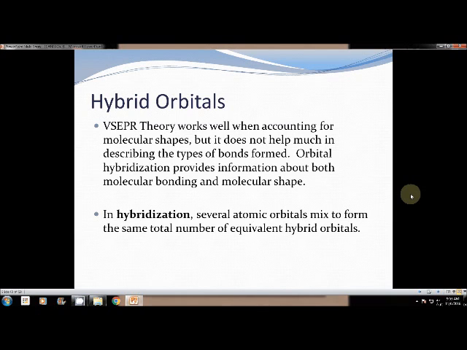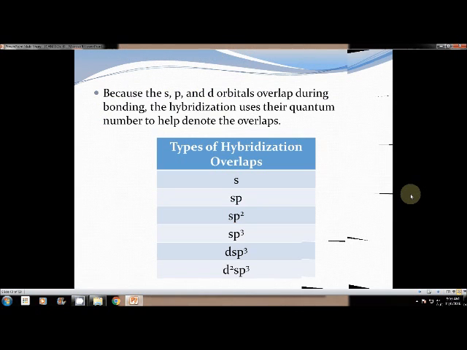So we have some numbers to help us. Because we have s, p, and d orbitals overlapping to create these molecular orbital bonds, the hybridization uses their quantum numbers to help denote the overlaps. So the types of overlaps, we have s, sp, sp2, sp3, dsp3, and d2sp3. So, fill those in the table.